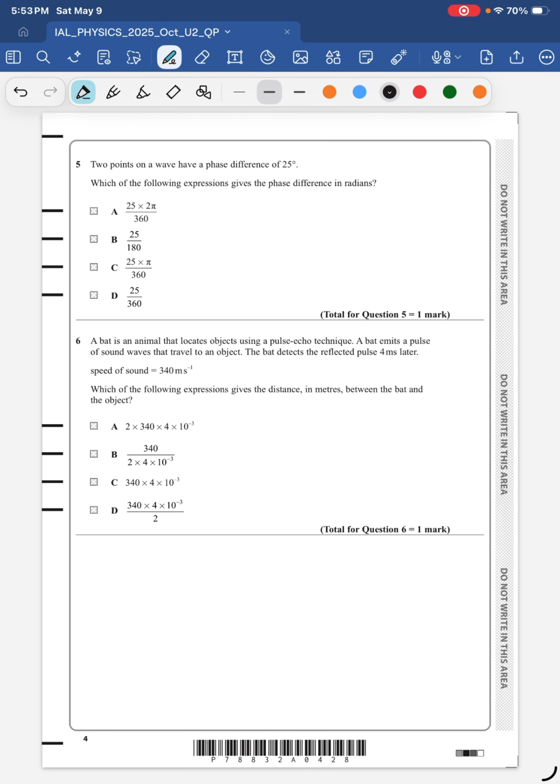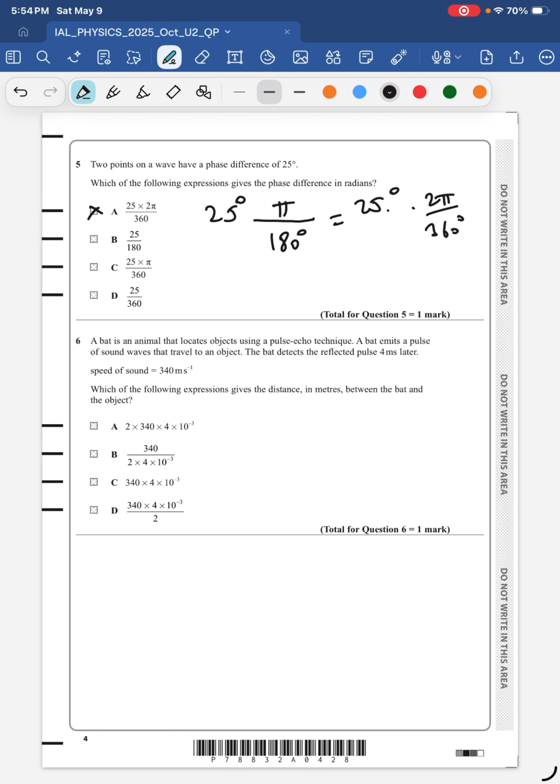question 5. 2 points on a wave have a phase difference of 25 degrees. Which of the following expressions gives the phase difference in radians? Okay, this one is easy. So we have degrees. So we somehow have to divide by degrees and multiply by radians. So I usually use pi, and 1 pi corresponds to 180 degrees. And by inspection, you see that none of these answers is that, but you can multiply by 2. So 25 degrees times 2 pi over 360 degrees.